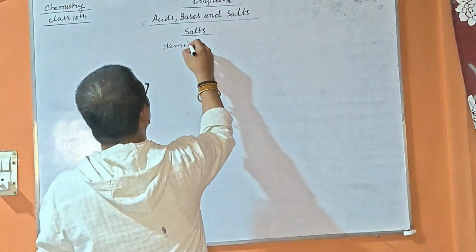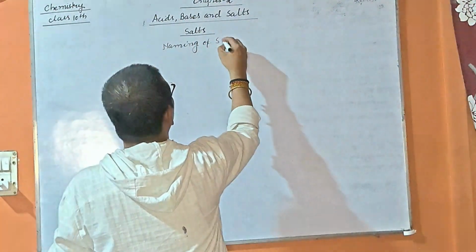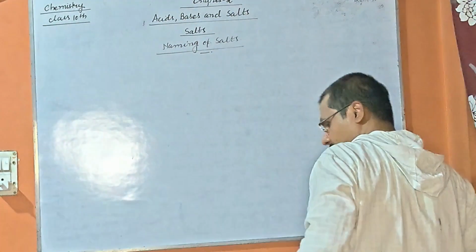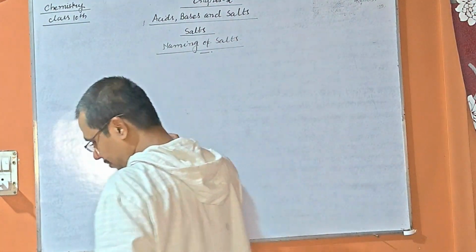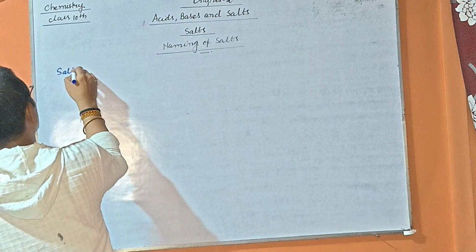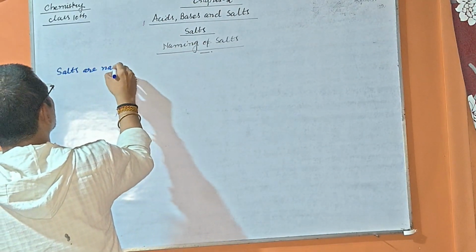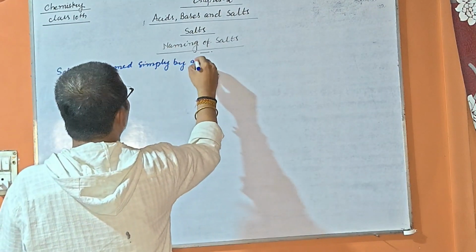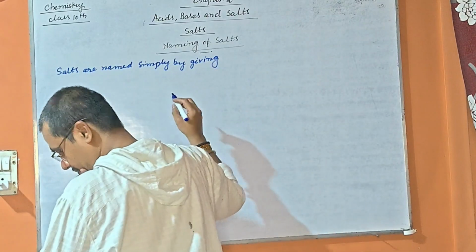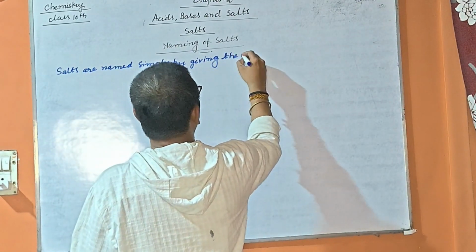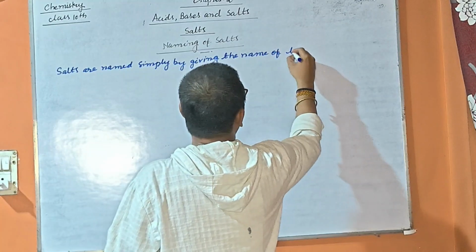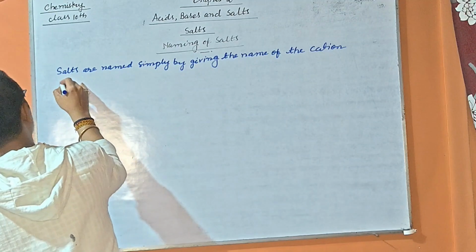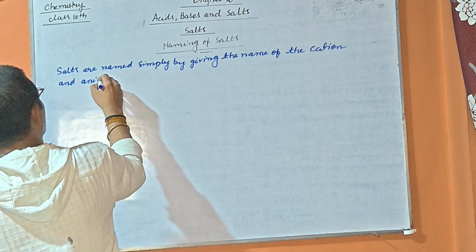Naming of salt. Salts are named simply by giving the name of the cation and the anion.